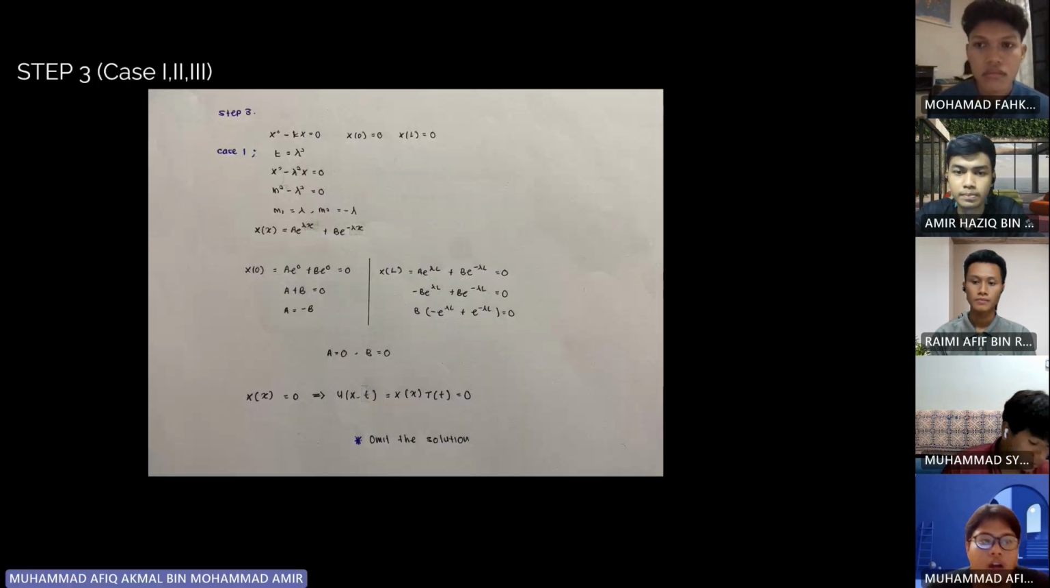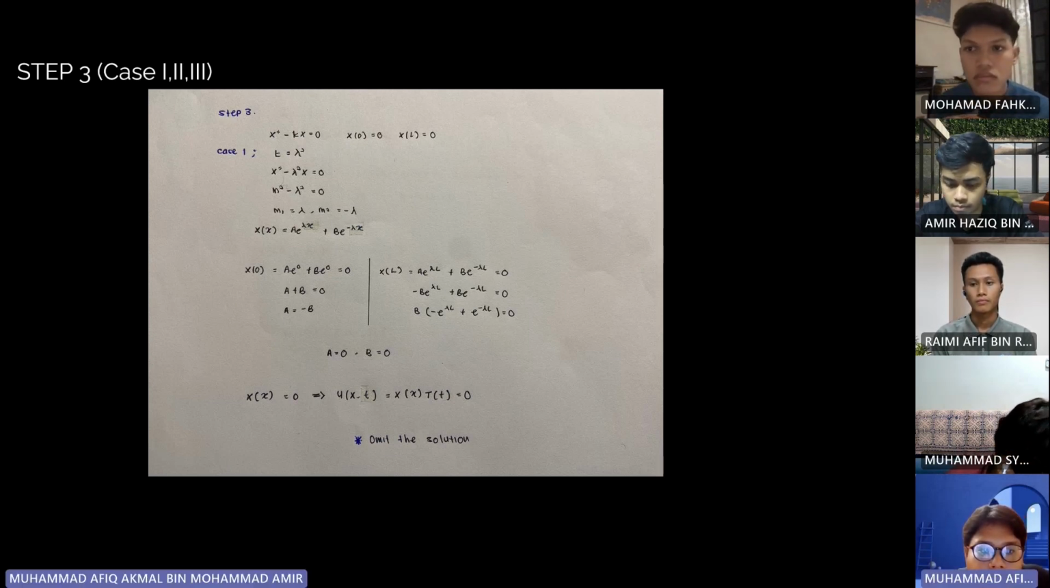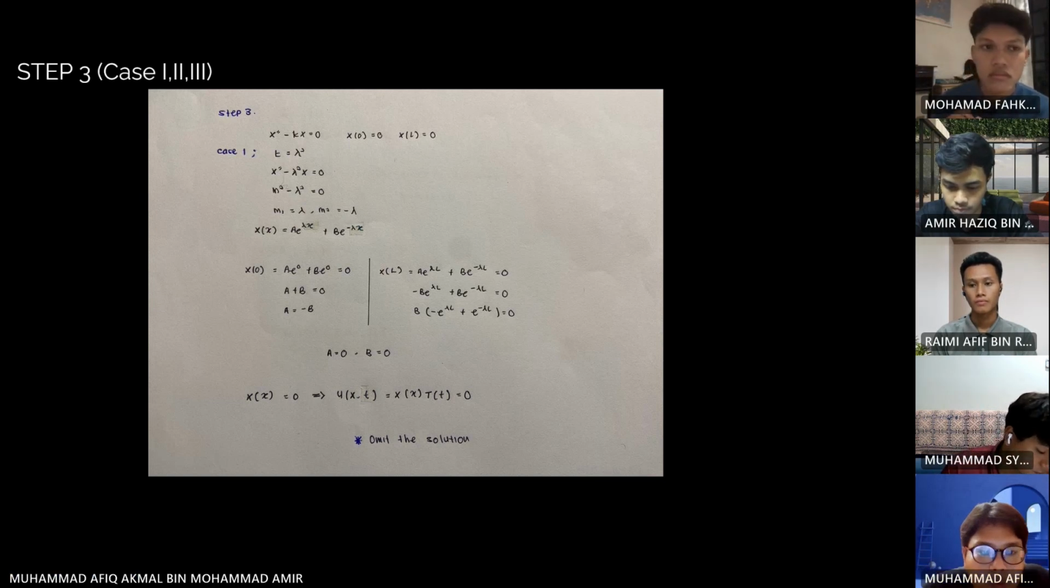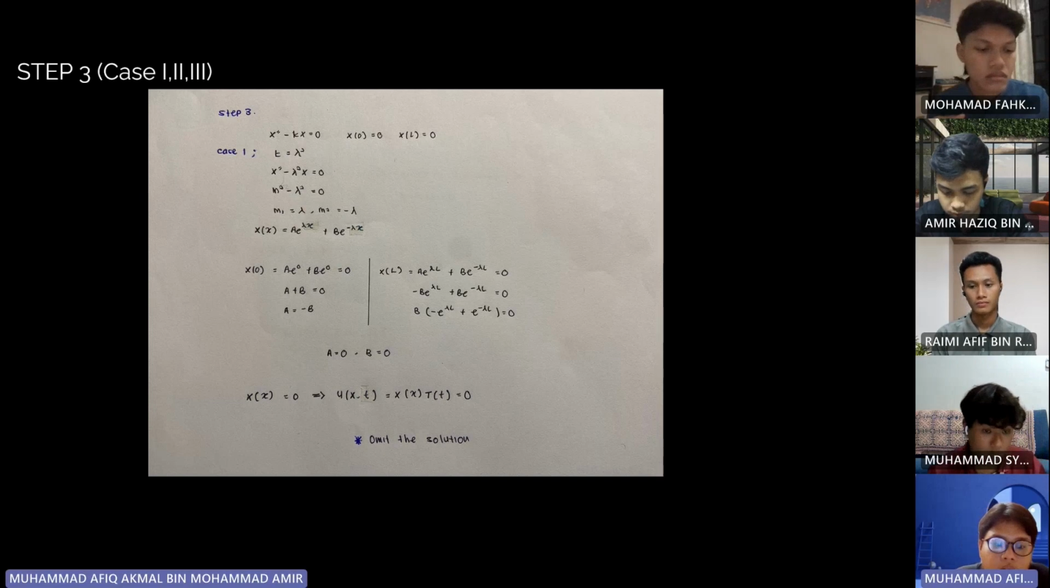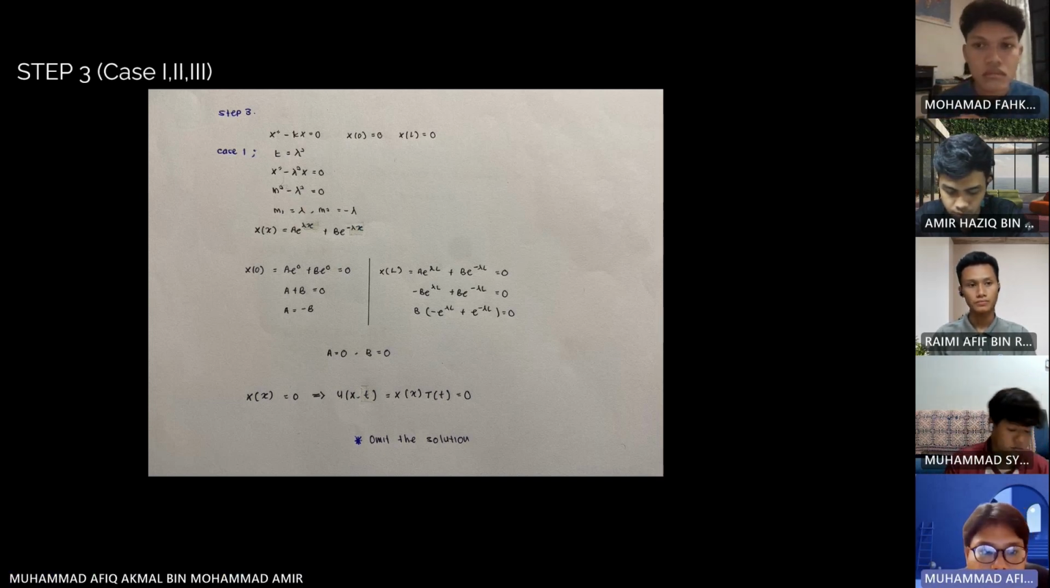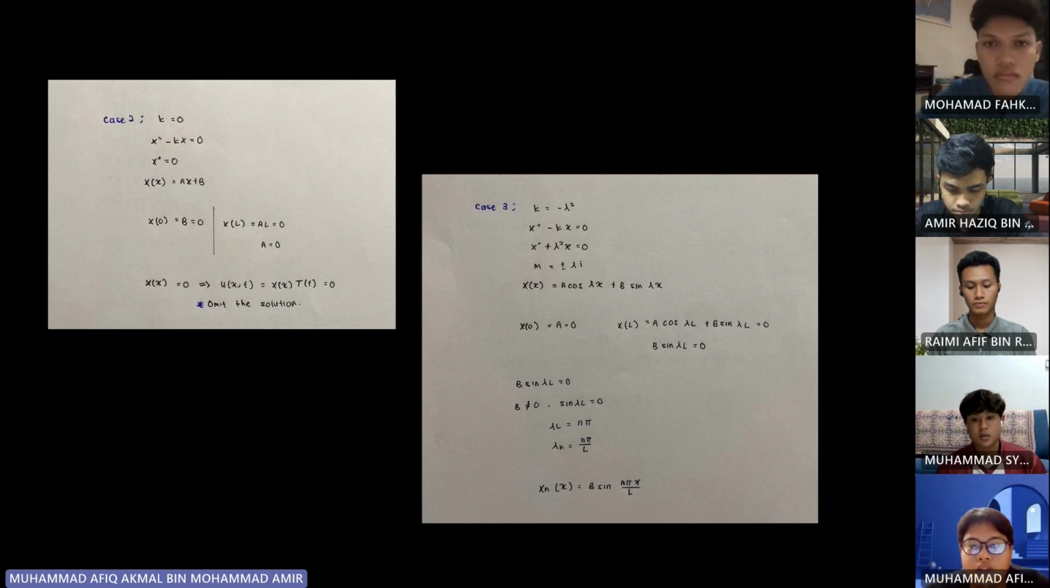After that, step 3, there are 3 cases. For case 1, after we do the complex conjugate, then we get A equal to 0 and B equal to 0. So we omit the solution for case 1. Same goes for case 2. We got B equal to 0 and A equal to 0. Then we omit it too.